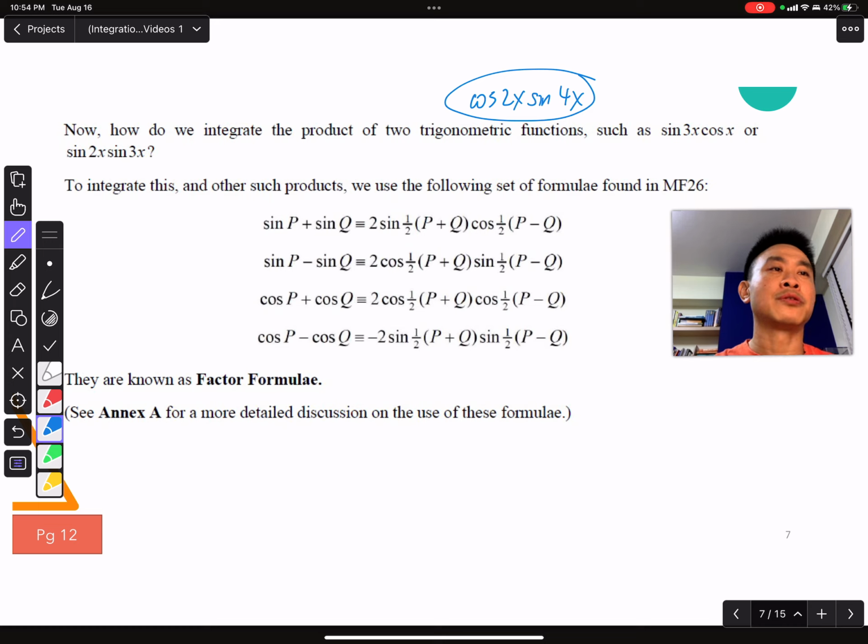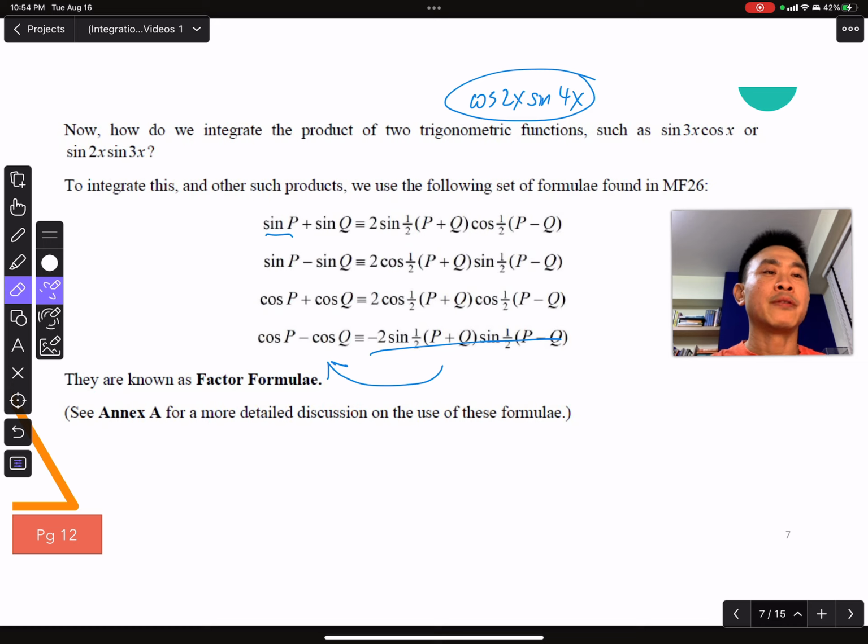But we can use this factor formula, which is found in MF26, to convert from the right hand side to the left hand side. You can see that it changes a product to a sum. So we know how to integrate sine something, and also cosine. These are trigo functions we can integrate. So that's the whole purpose. Whenever you see a product of sine cosine, we are able to use the factor formula. So let's see how we can use it here.